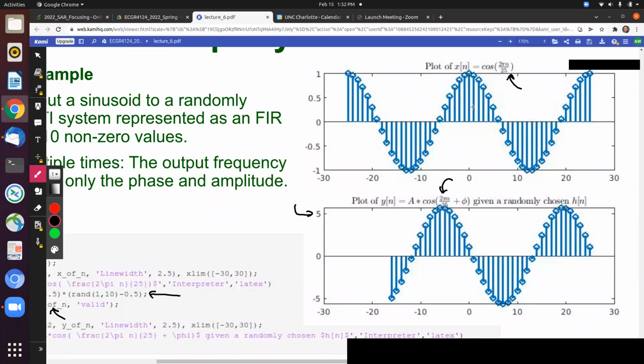I picked a random system by specifying an arbitrary and random impulse response. And I input a sinusoid to it. And a sinusoid of the same frequency came out with a different magnitude at a different phase. And it doesn't matter what system I choose. I chose it completely randomly.